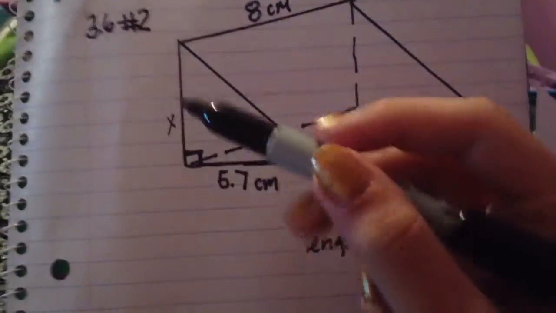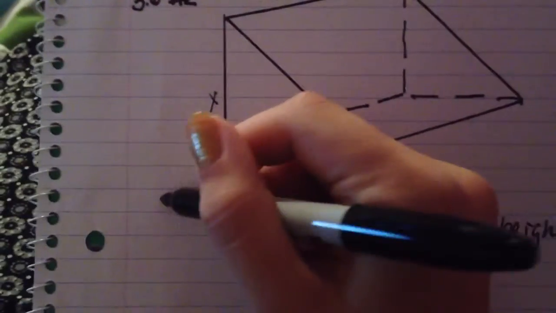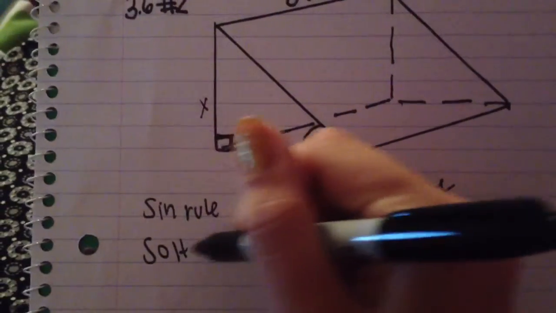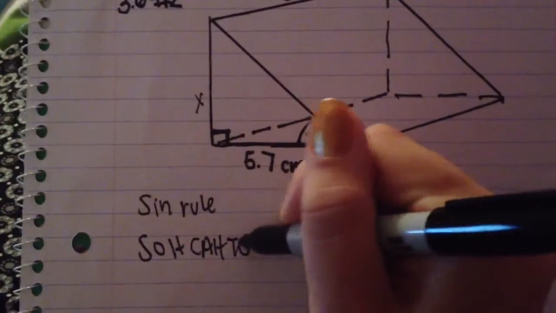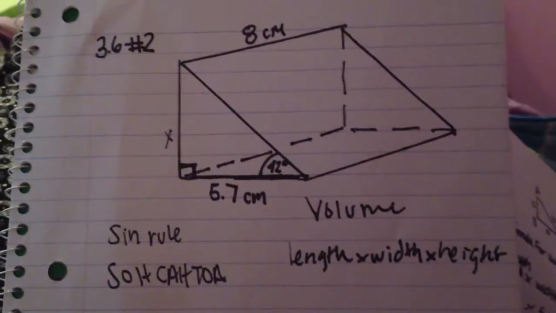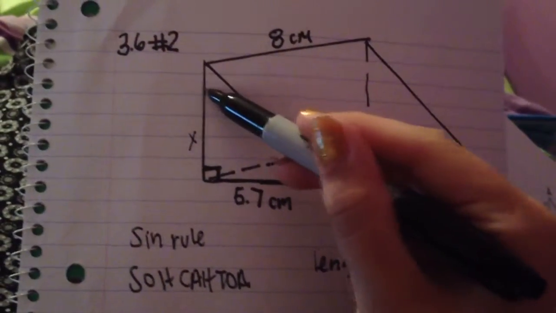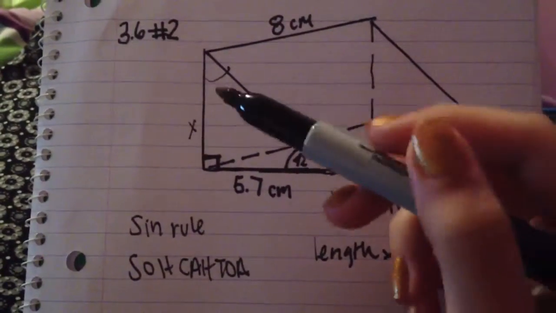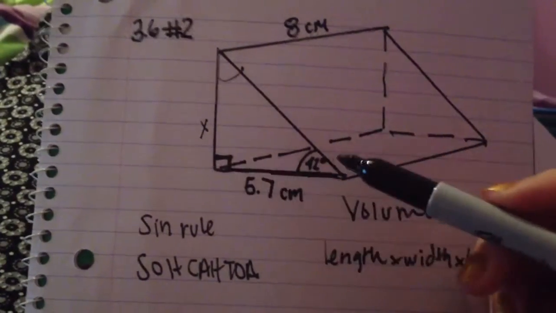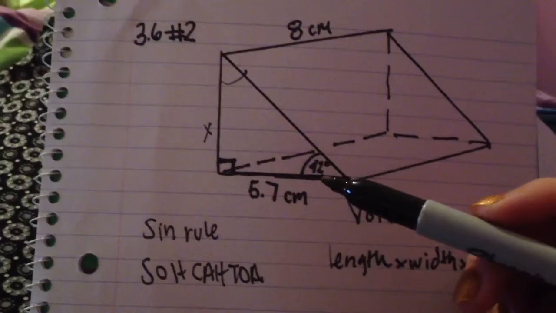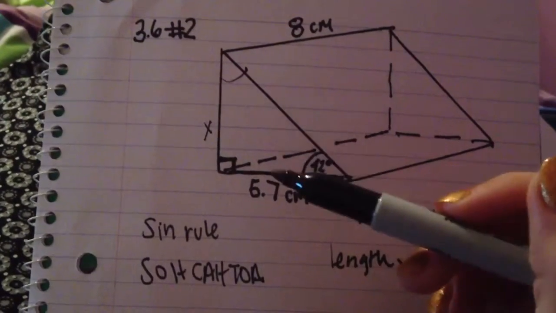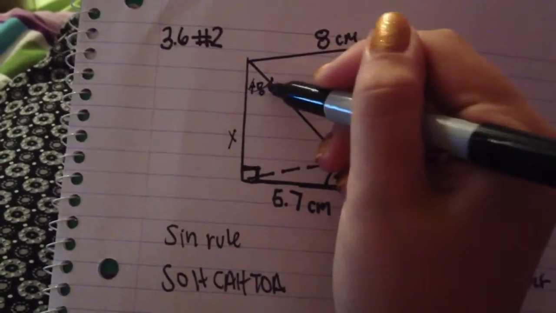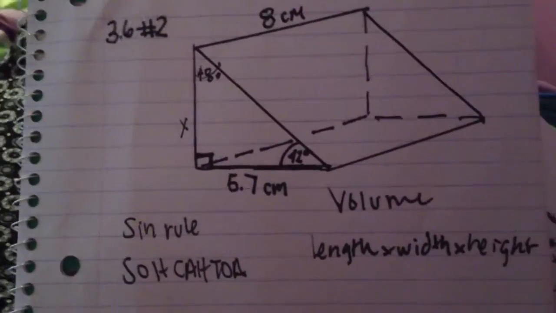In order to find the height, we have to do some trigonometry. We can either use the sine rule or SOHCAHTOA. Because this angle here is not given, I'm going to use the sine rule. However, we can easily find the angle by adding 90 degrees and 42, which is 132, and then subtracting that from 180. So this angle should be 48 degrees, but I'm still going to use the sine rule.